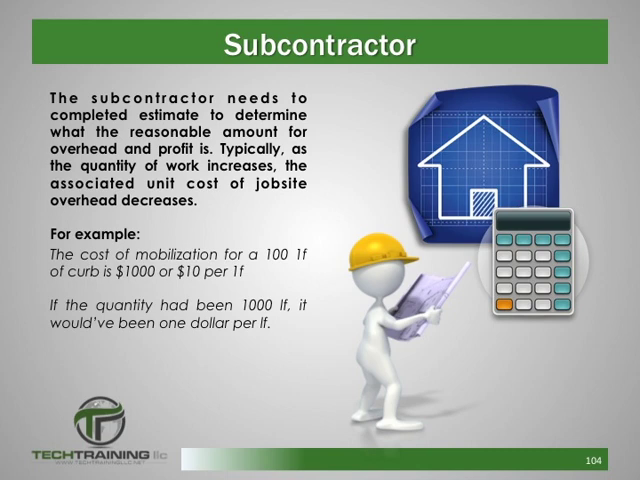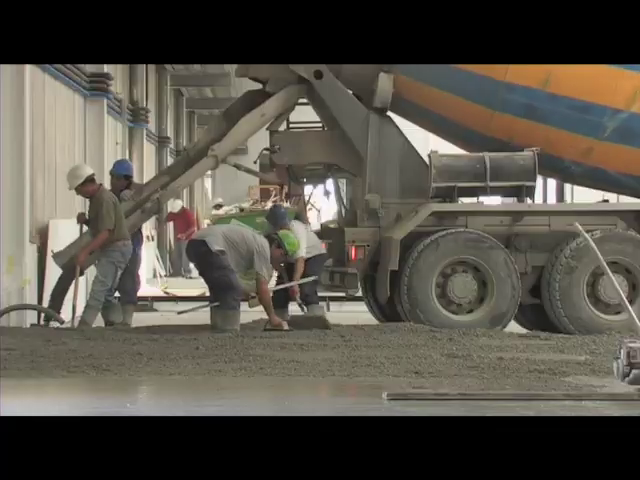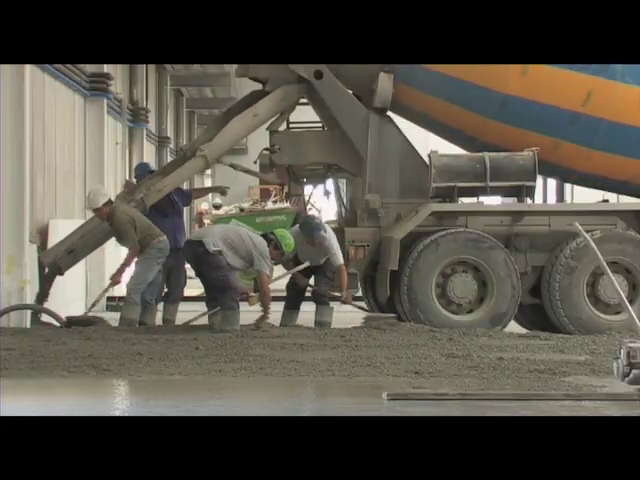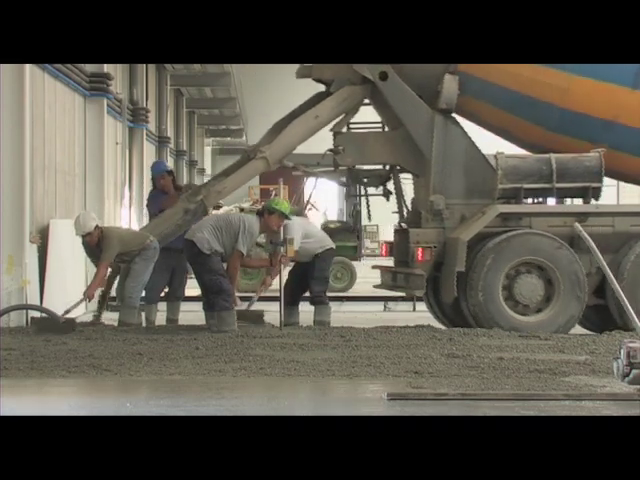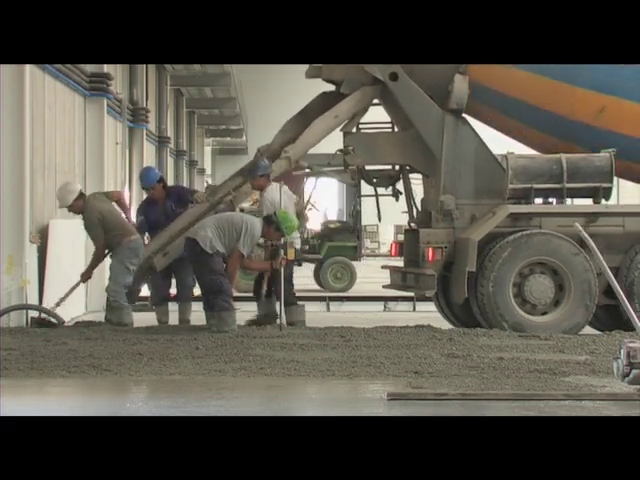A subcontractor needs to complete an estimate to determine a reasonable amount of overhead and profit. Typically, as the quantity of work increases, the associated unit cost job site overhead decreases. For example, if the cost of mobilization for a 100 linear foot curb project is $1,000, it is $10 per linear foot. However, if the quantity had been 1,000 linear feet, then the cost per linear foot would be $1. Now this is true because the mobilization costs don't change. You still have to get trucks to the site, workers to the site, set up safety barriers, and so on.